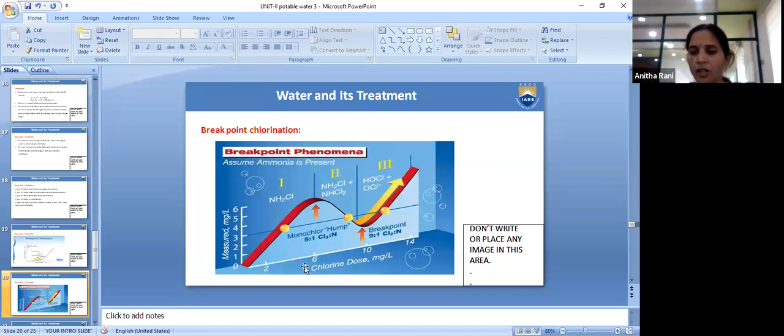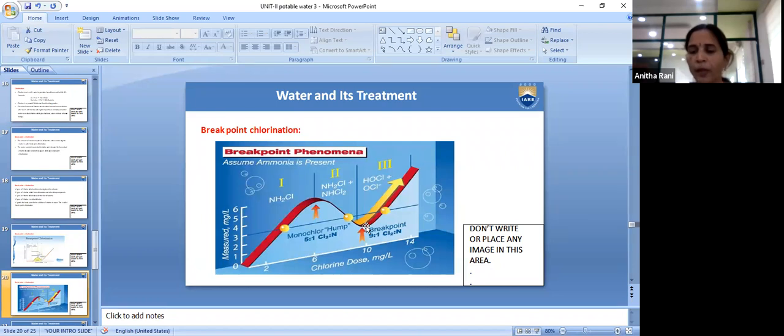Why? When we are adding, for example, 6 milligrams to 10 milligrams of chlorine, the chloramine in presence of water gives us hypochlorous acid. That hypochlorous acid is destroying the bacteria present in water. So the curve is slowly decreasing here. At point C, all the bacteria are destroyed.